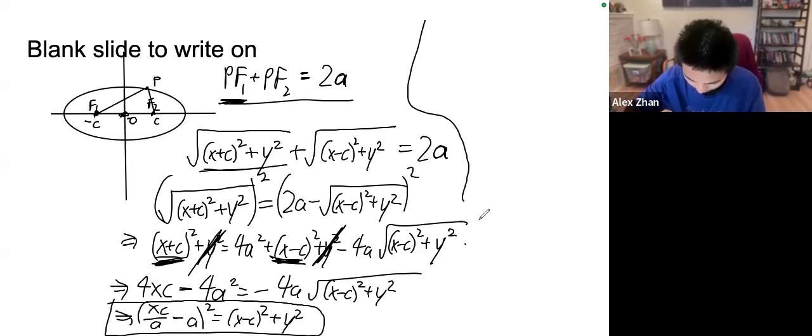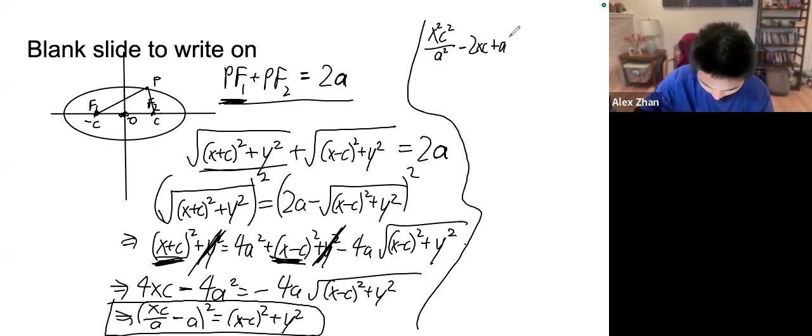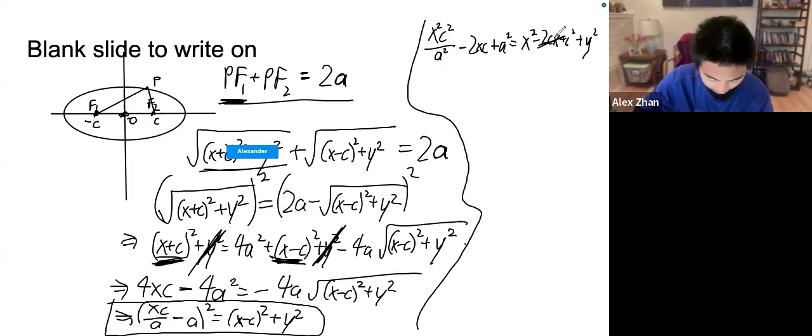Shoot, I might need some more room. So xc over a minus a squared. Okay, at this point, let's just directly expand. x squared c squared over a squared minus 2xc plus a squared equals x squared minus 2cx plus c squared plus y squared. Then, of course, we will start canceling out terms. The minus 2cx, minus 2cx.